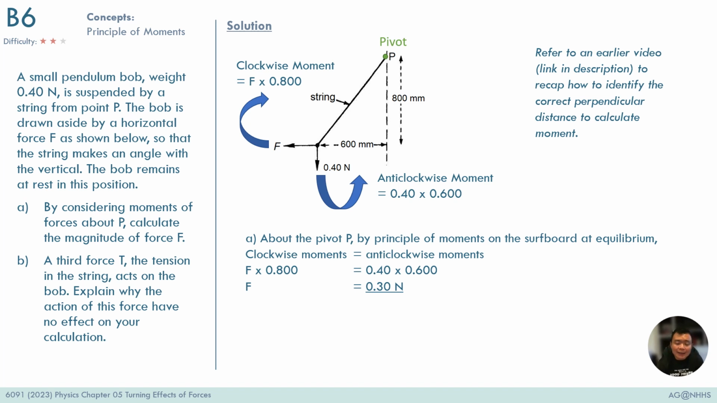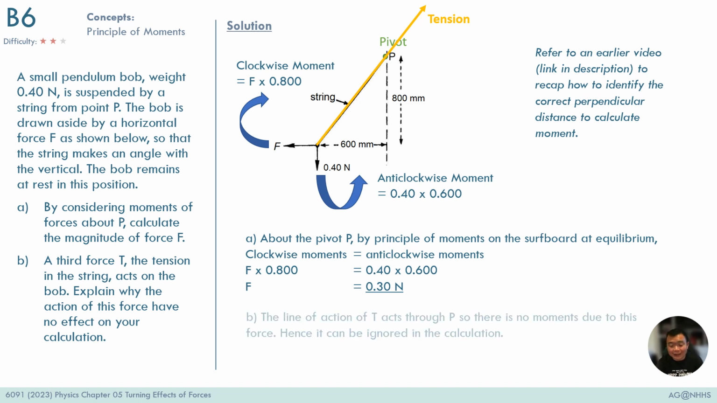Now in part B, there's this tension force in the string, and you are to explain why this force has no effect on the principle of moments. And that is because if I draw out the tension force in the string using the yellow vector, it passes right through the pivot. And when a force passes right through the pivot, the perpendicular distance of that force away from the pivot itself is 0.